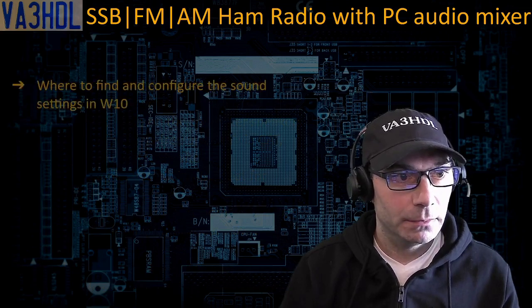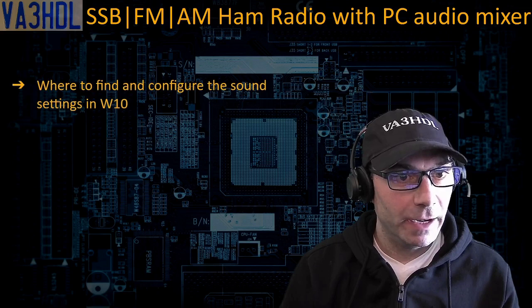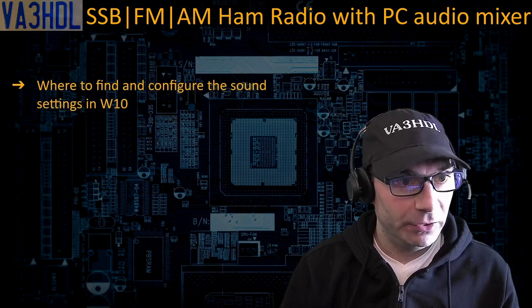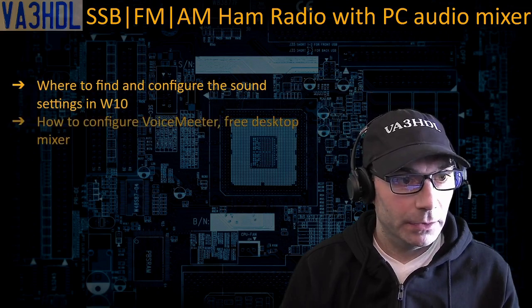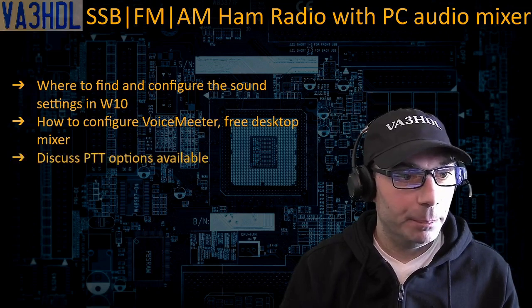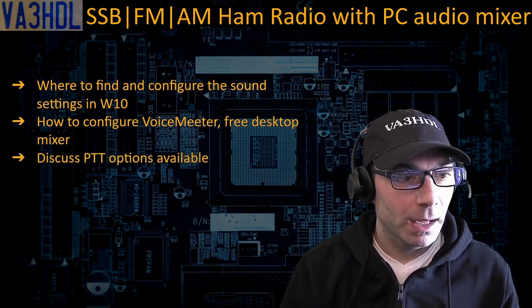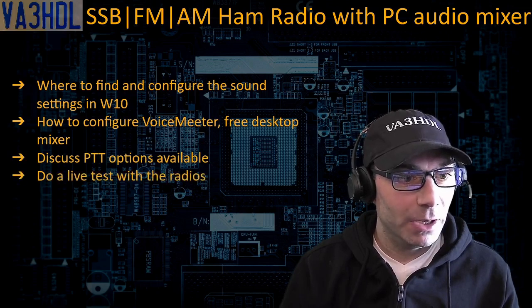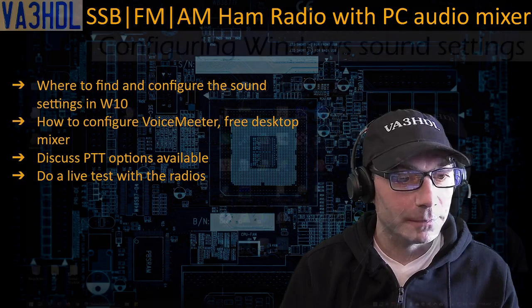We're going to break down this video in 4 parts. First, where to find and configure the sound settings in Windows 10. Second, how to configure Voicemeeter. It's a free desktop mixer. In a separate video, I will show how to do the same things in Linux. Third, discuss PTT options available. And the last part will be to do a live test with the radios, so you can see how all this works together.